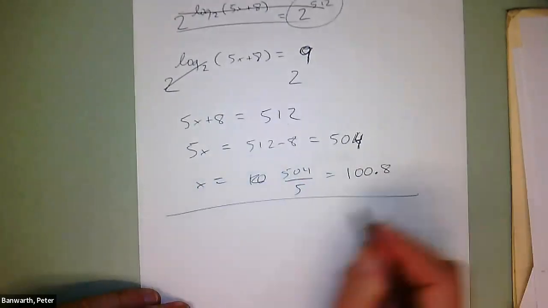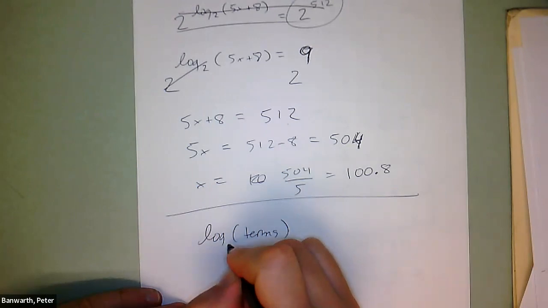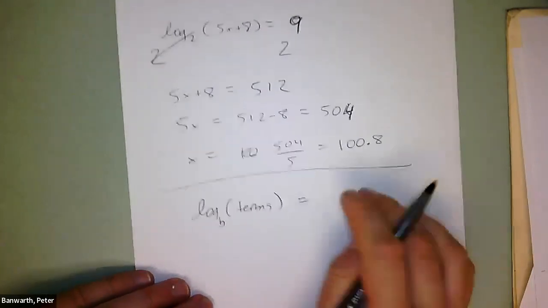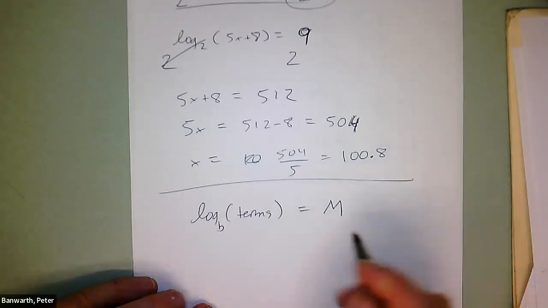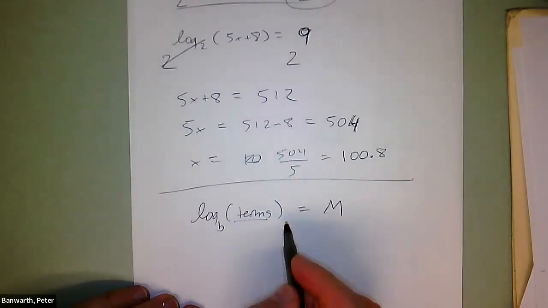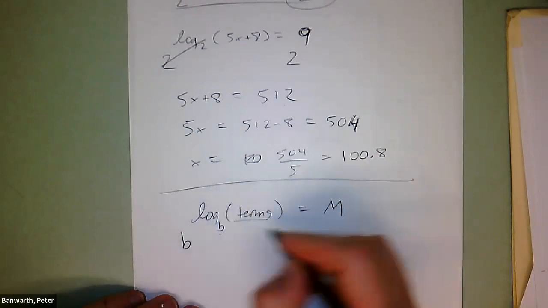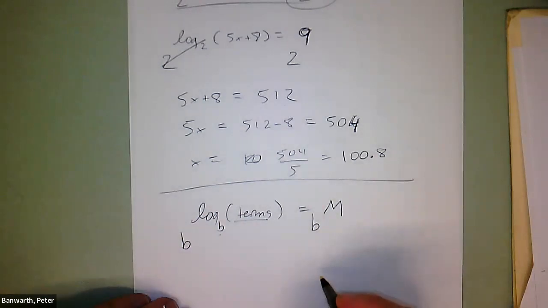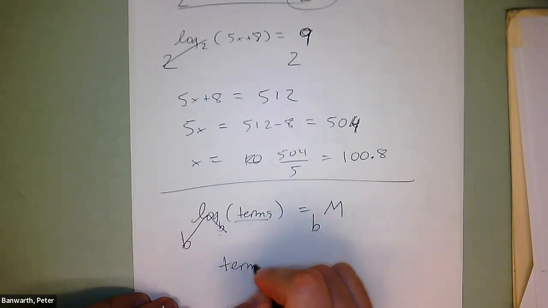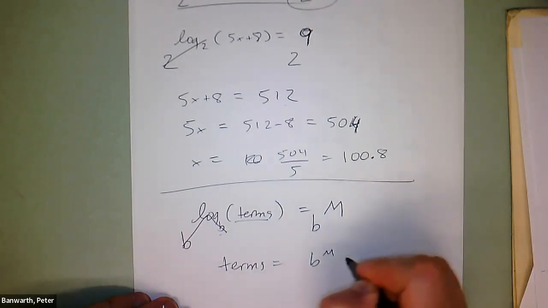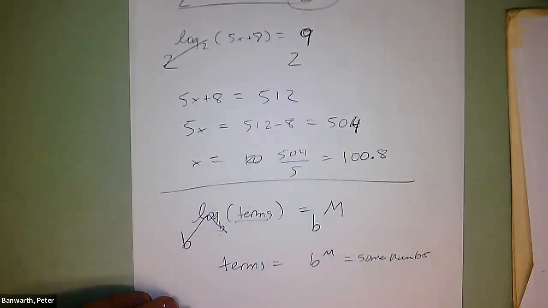So seeing a bunch of terms inside of a log, let's call it m, some number. You just treat the terms all together until you get rid of the log. If it's log base b, I raise both things on top of the base b, and those cancel. And b to the m is some number. And now I can solve for that.